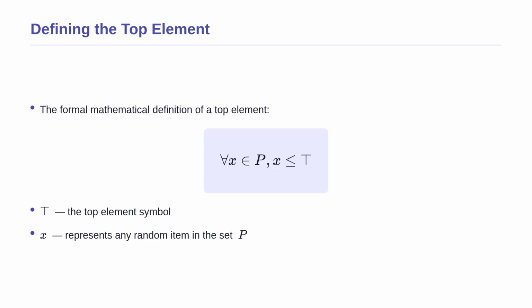Similarly, this formula defines the top element. Notice how the position of x has swapped compared to the previous formula. Instead of the special element being smaller than x, now x is always smaller than or equal to the special element, represented by the regular T symbol. As the set grows larger, the top element must be greater than or equal to every new addition. Otherwise, it loses its status as the absolute top. This ceiling ensures that no matter what item you pick, it will never exceed this maximum boundary.